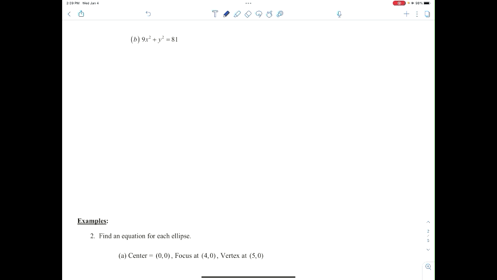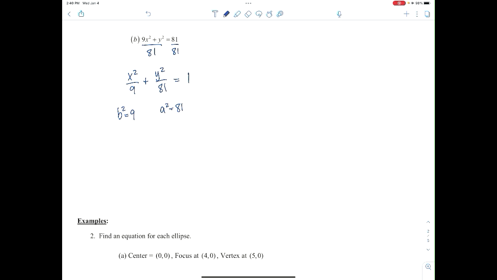Okay, for this one we have 9x squared plus y squared equals 81. So what I'm going to do is put it in the format that we've been used to and divide by 81 on both sides. 9 over 81 reduces to just x squared over 9. And then we have y squared over 81. And 81 over 81 reduces to 1. So now it's in a form that we're used to. This tells us that my b squared is 9, my a squared is 81.